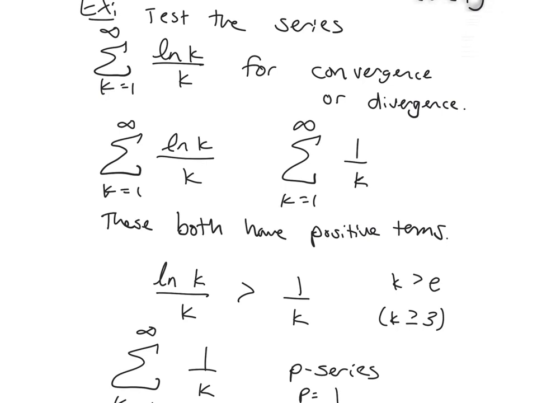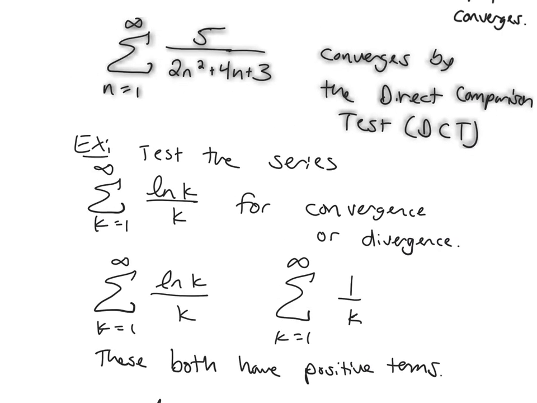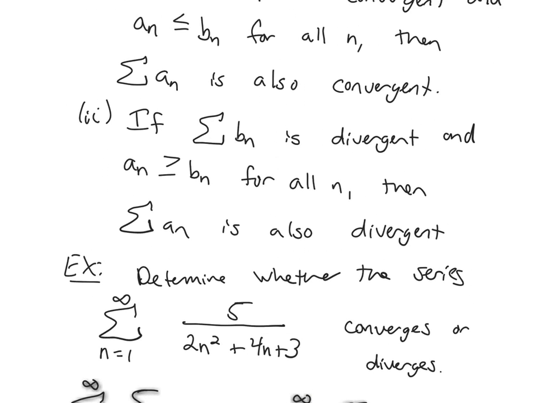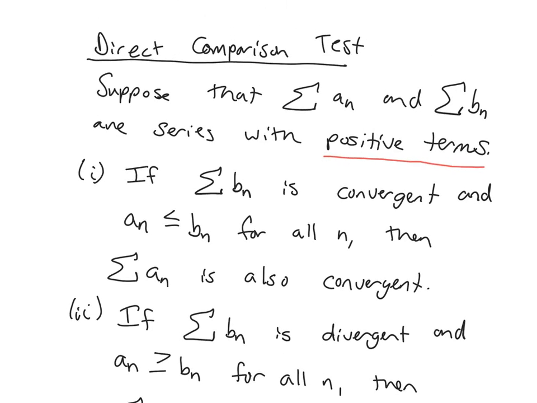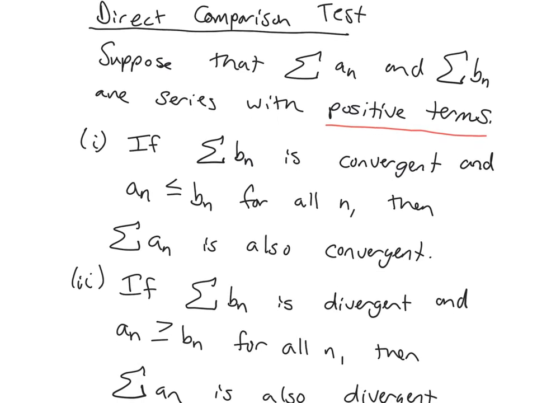The one thing I want to say, let me scroll back up to the actual statement of the test: the direct comparison test doesn't always work. What if the one you're comparing it to is convergent, but this inequality is not facing the right way? What if a sub n is bigger than b sub n? So it doesn't always work, and I'm going to show you something else that will always work later on.